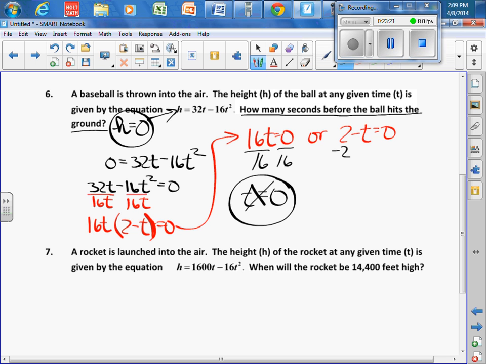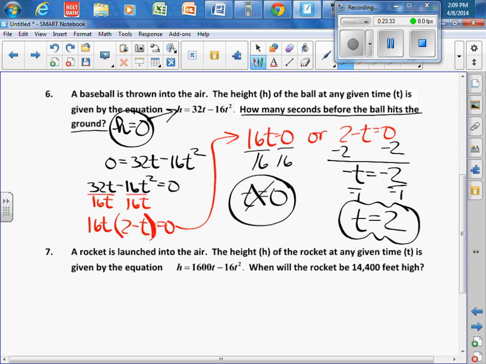When we subtract 2 from both sides, I get negative t is equal to negative 2. Dividing both sides by negative 1, the ball will be on the ground in 2 seconds. Not a very hard ball being thrown there.